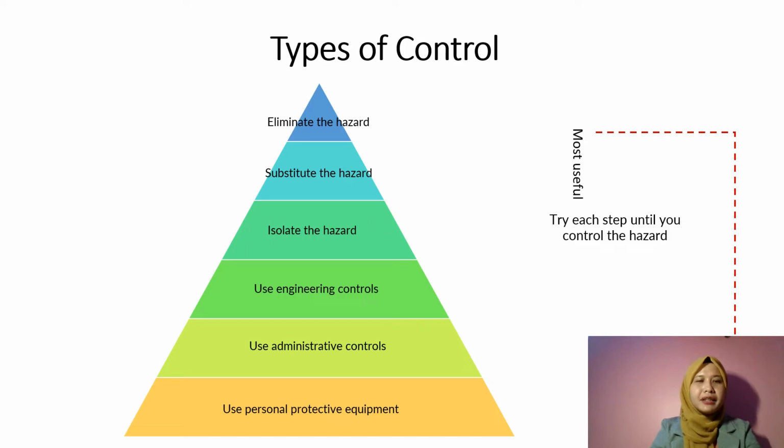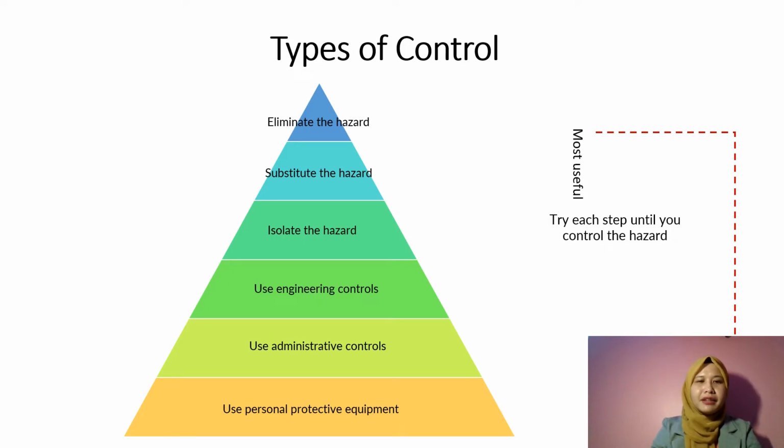The third level is isolate. If a hazard cannot be eliminated or replaced, it can sometimes be isolated, contained, or otherwise kept away from workers. For example, an insulated and air-conditioned control room can protect operators from a toxic chemical.